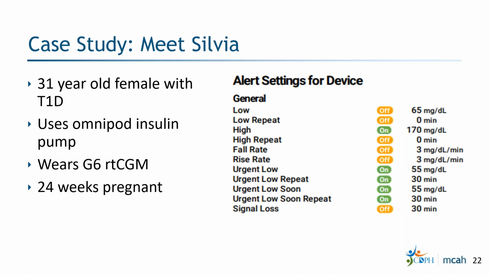And you can see on here the alert setting she has set for her device. So she has her high set for 170. And although she has her low off, she does have her urgent low on, meaning if her glucose is predicted to reach 55 in the next 20 minutes, it will go off. And she also has her urgent low repeat on, meaning if it continues to be low like that, it will repeat the alarm after 30 minutes.